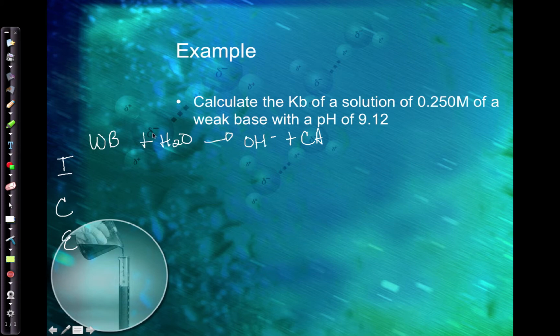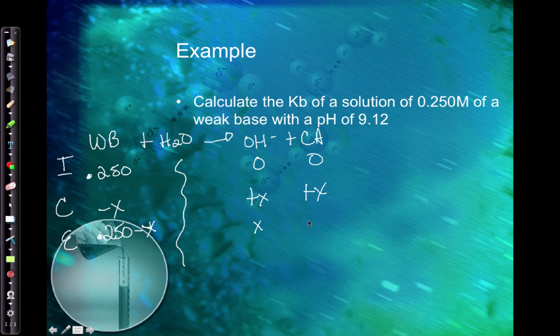Our initial concentration of the weak base is 0.25. Hydroxide 0, conjugate acid is 0, and I'll be adding for my products, subtracting for my reactants. Okay, so now it does not give us a hydroxide concentration, but it does tell us the pH. So we do have some information here. So when I'm looking at pH, I can get my hydroxide concentration from this.